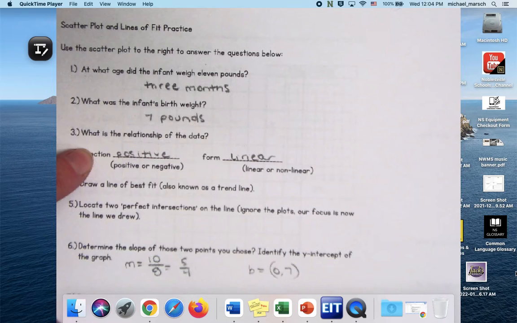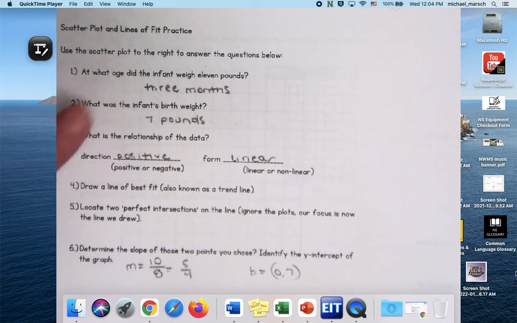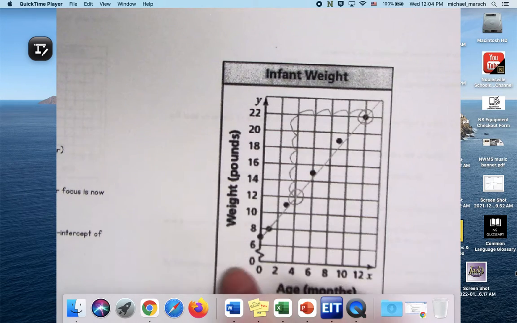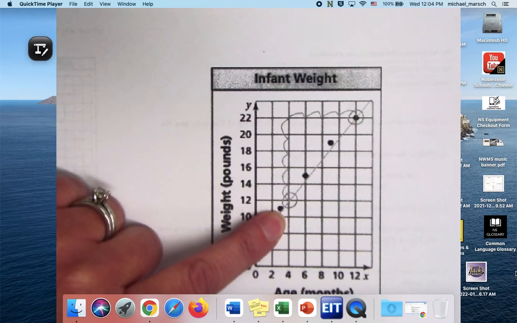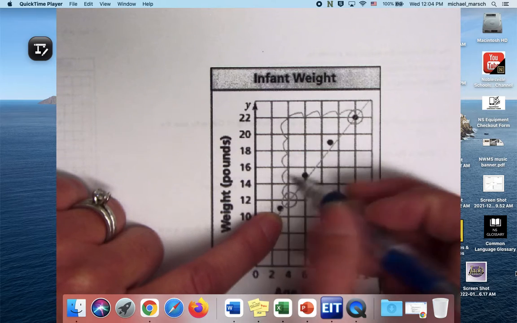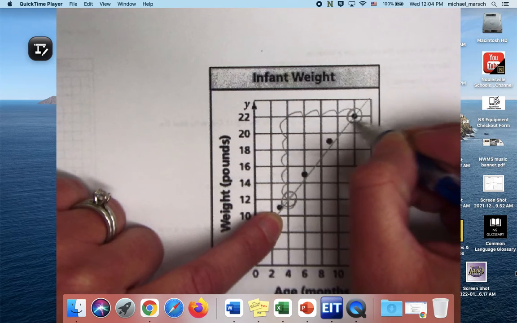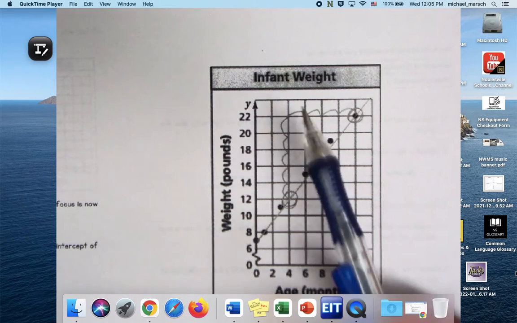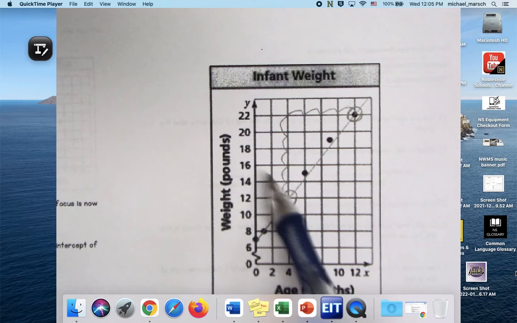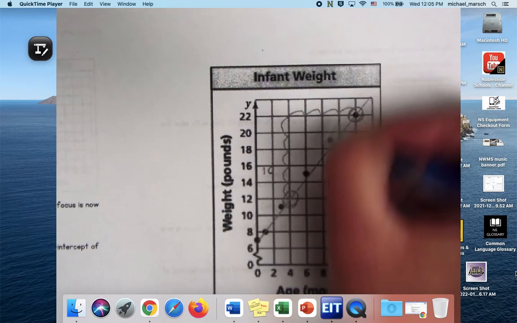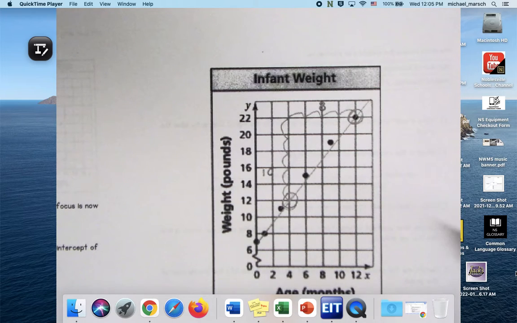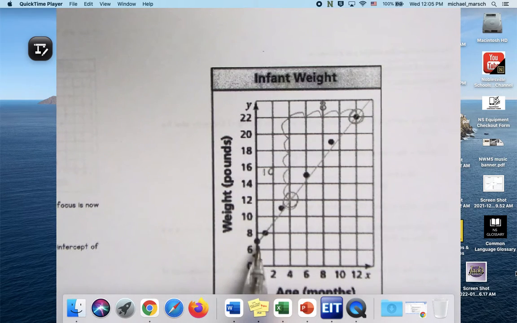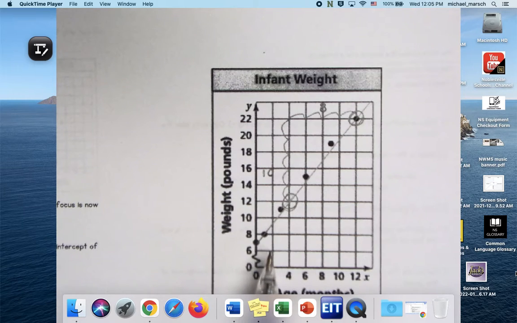We would say that this is a positive linear relationship because it's going in a positive direction, and also you can create a trend line or a line of best fit. I found my 2 perfect intersection points right here. The line goes through this point, and that perfect intersection. My slope is, remember these increments are 2s, so it goes up 10 and it ends up going over 8. My y-intercept is going to be right here where the line crosses the y-axis.